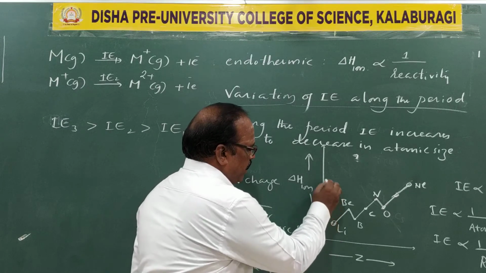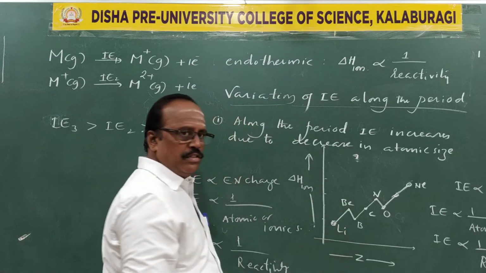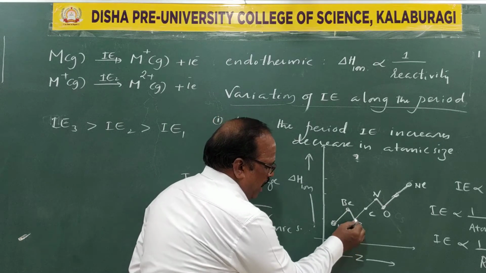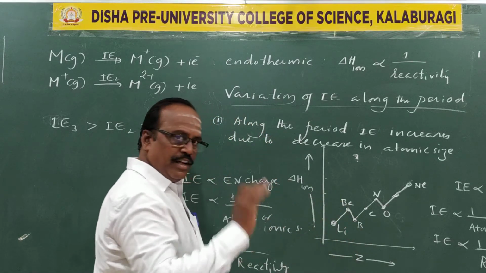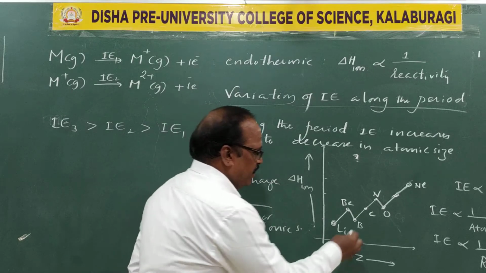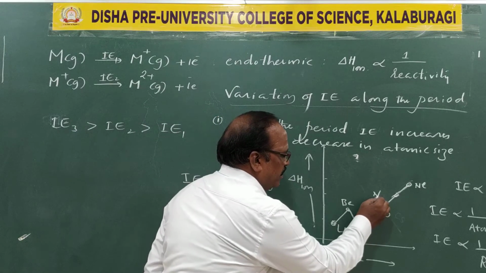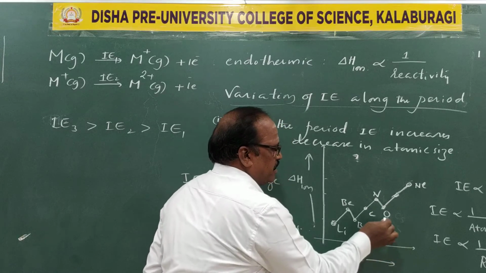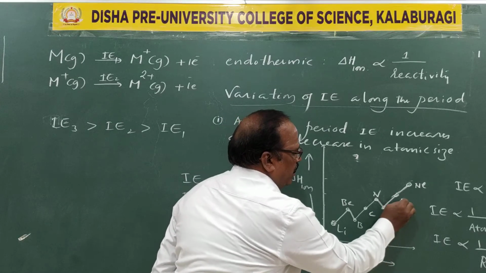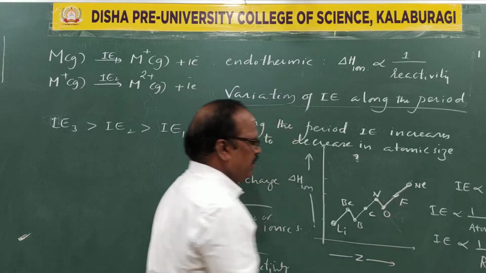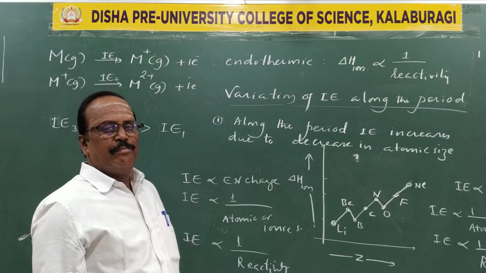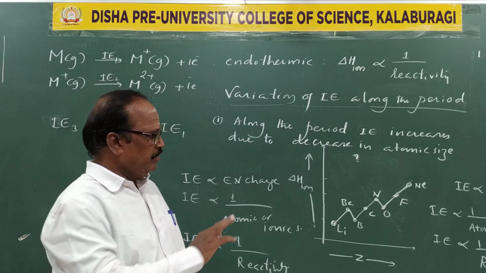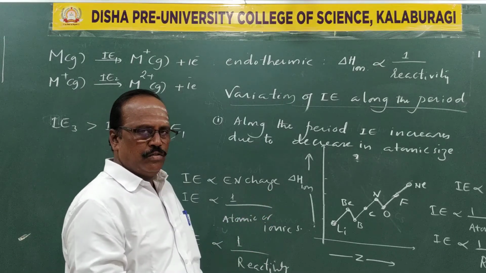You see the values: lithium is lower, beryllium is more, and again boron coming down means energy decreases. Again carbon increases, nitrogen increases, whereas oxygen decreases, and again fluorine, neon go on increasing. Best theory as well as NEET questions on these issues.